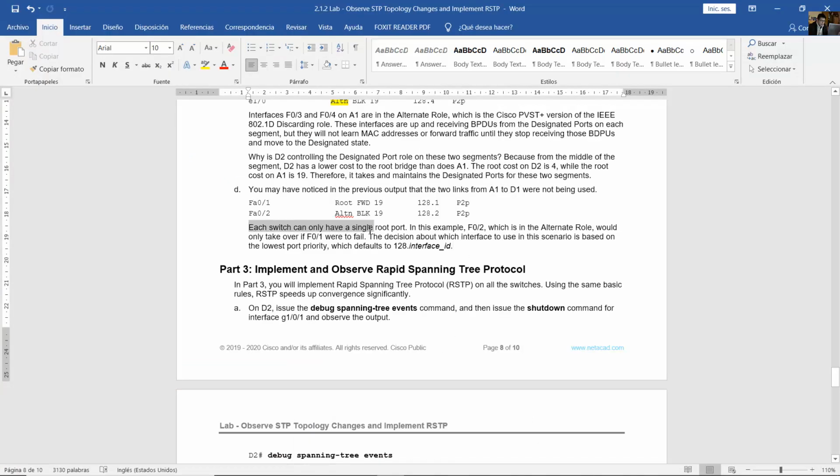Each switch can only have a single root port. In this example, Ethernet 02, which is the alternate role, would only take over if Ethernet 01 were to fail. The decision about which interface to use in this scenario is based on the lowest port priority, which by default is 128. That's the interface ID.